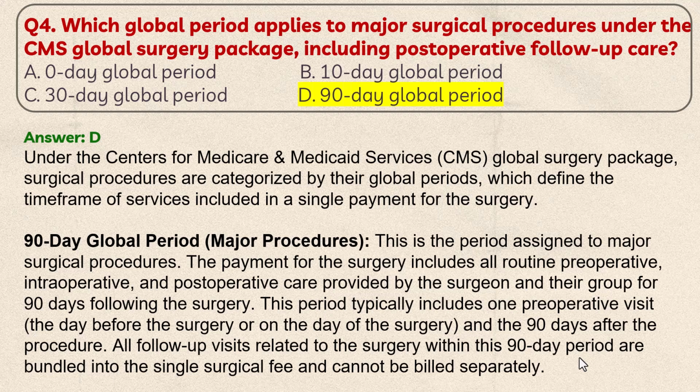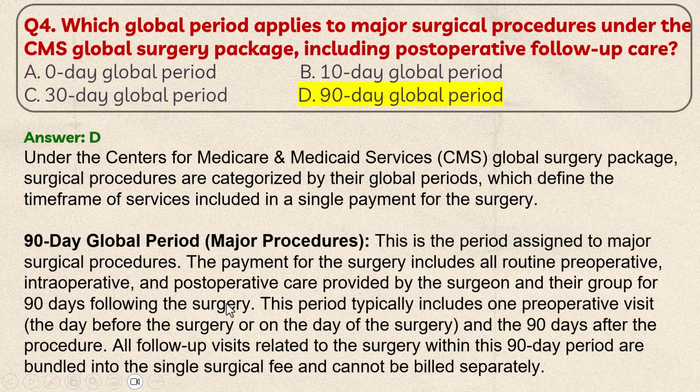So under the Centers for Medicare and Medicaid Services Global Surgery Package, surgical procedures are categorized by their global periods, which define the time frame of services included in a single payment for the surgery. The 90-day global period is assigned to major surgical procedures. Payment for the surgery includes all the routine pre-operative, intraoperative, and post-operative care provided by the surgeon and their group for 90 days following the surgery.